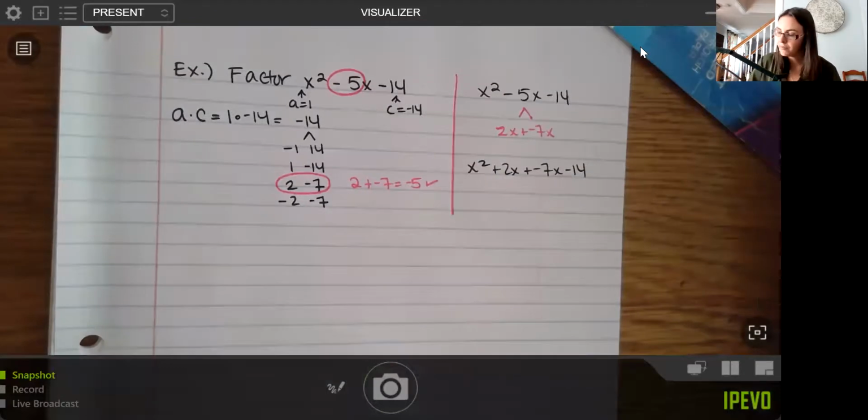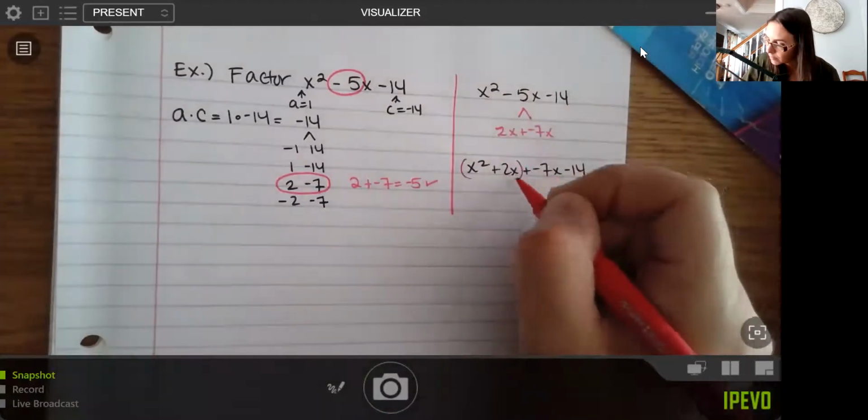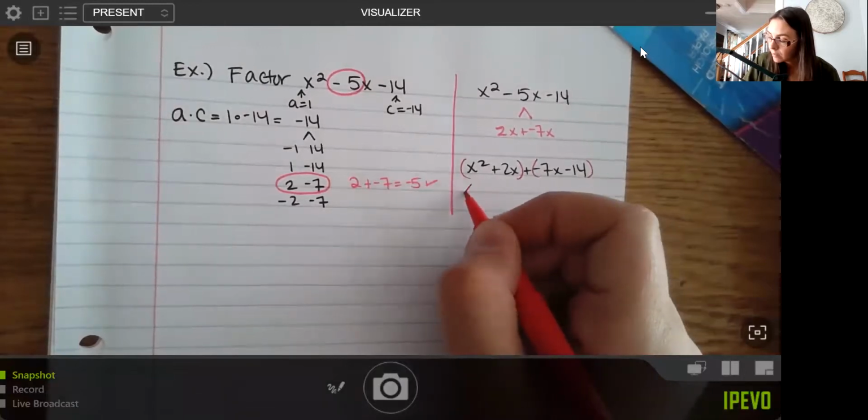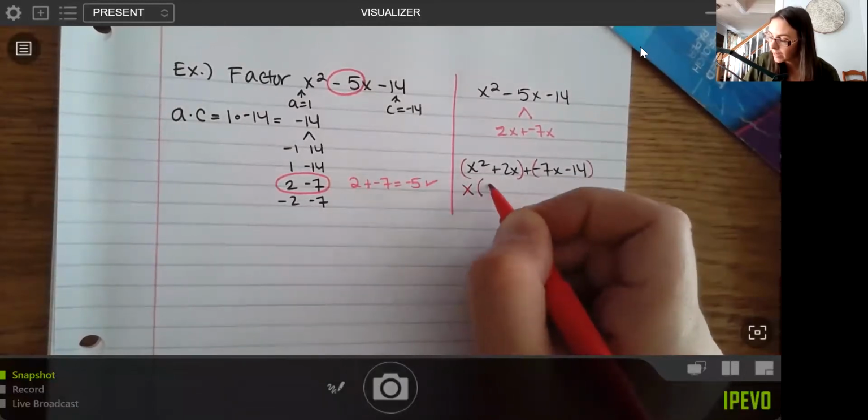And now I'm going to go and factor by grouping. So here my GCF would be x. And when I factor that out, I'm left with an x plus 2.